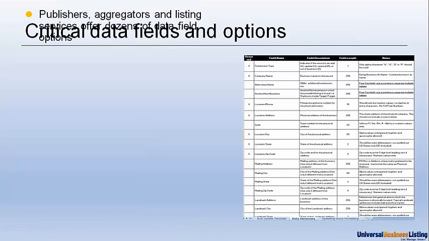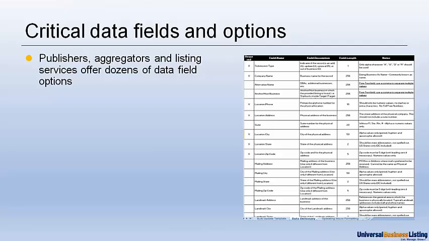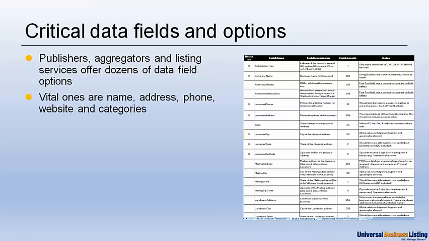So I wanted to talk about critical data fields and options. The data publishers and aggregators and listing services typically offer dozens of data field options, everything from name, address, phone number, down to photo links, etc. And it's important that one pays attention to all of these. The vital ones, of course, are name, address, and phone number, website, and categories. After the name and location of the business, correct categories are the most important aspect of the data fields that are filled out.